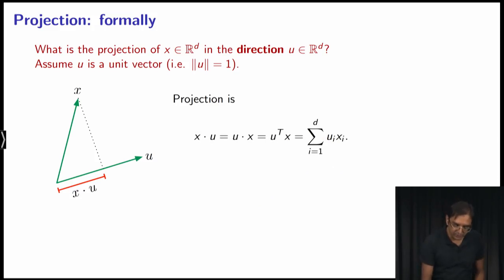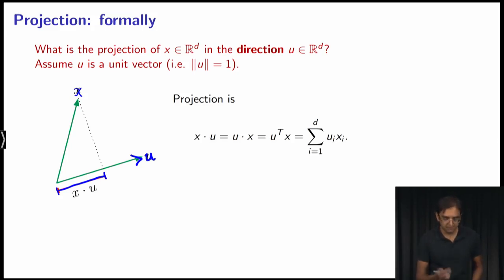Now we have some direction u that we are projecting onto. What is the projection of a point x onto that direction? It is simply the dot product between x and u. It's x dot u, which is the same as u dot x, which is the same as u transpose x, which is the same as x transpose u. That's all it is. This length over here, which is the projection, is just x dot u.